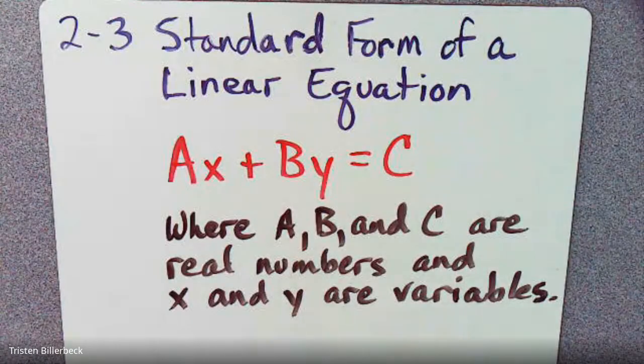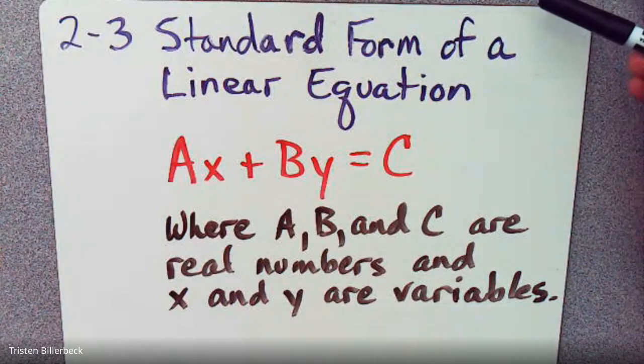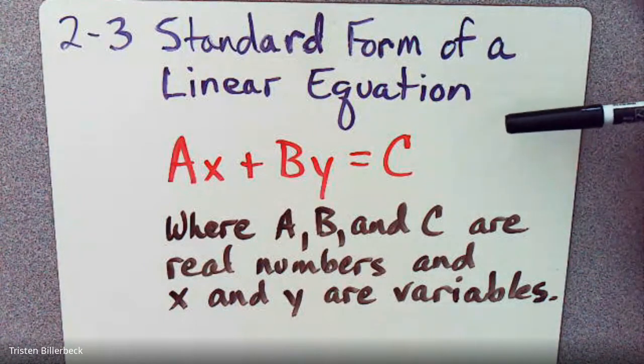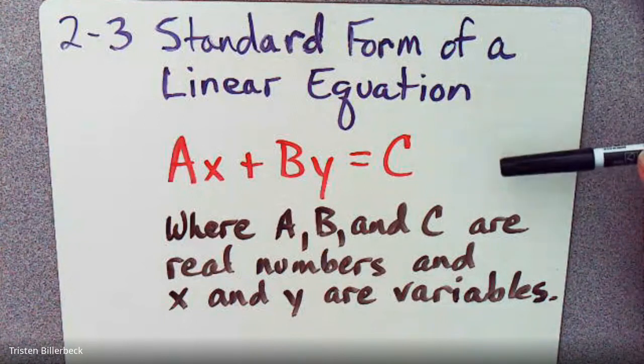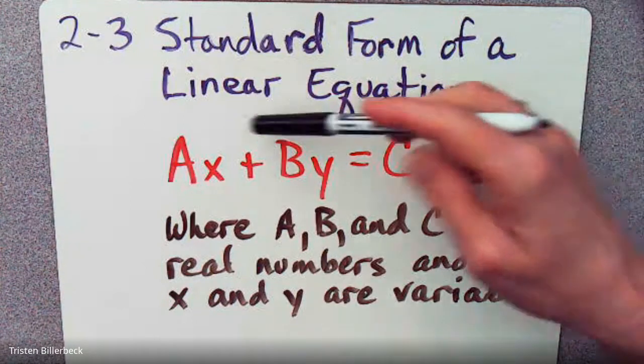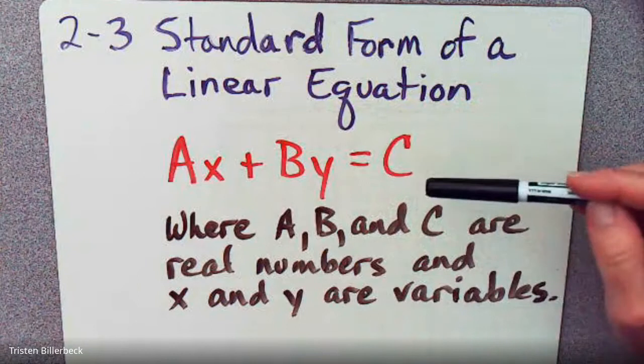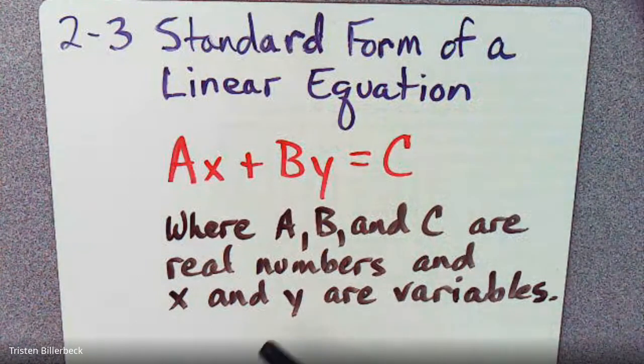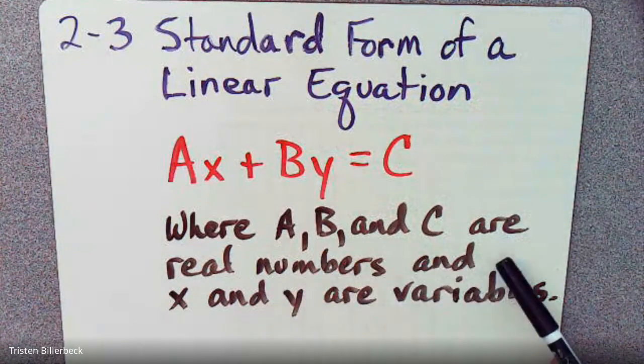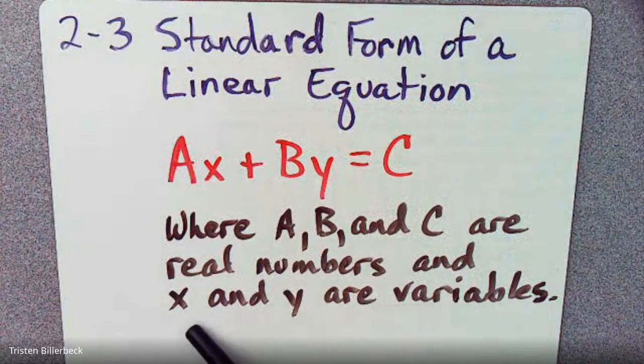Good morning. This is Miss Billerbeck, and we're going to talk about standard form of a linear equation. The standard form of a linear equation is in the form of ax plus by equals c, where a, b, and c are real numbers and x and y are the variables.